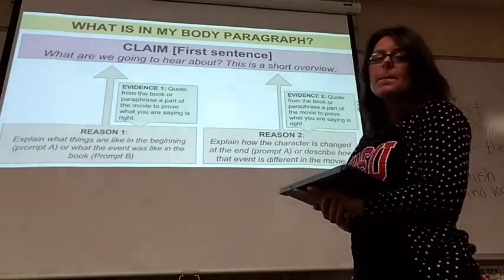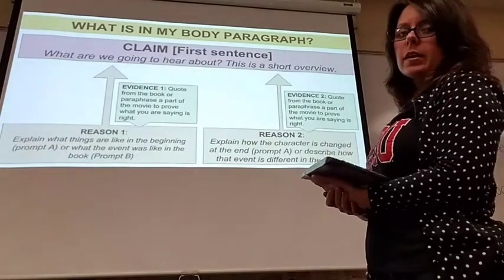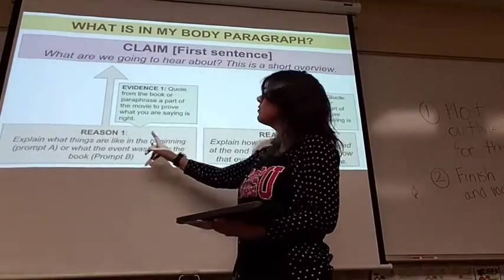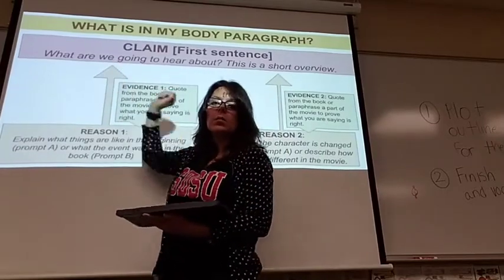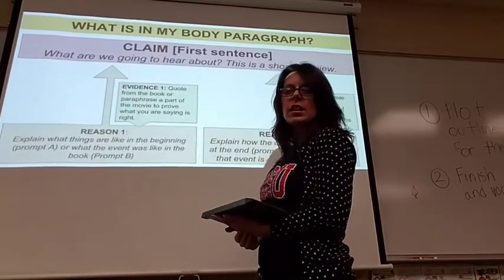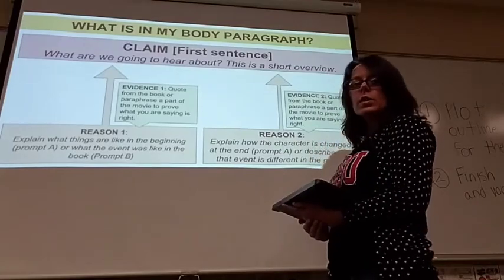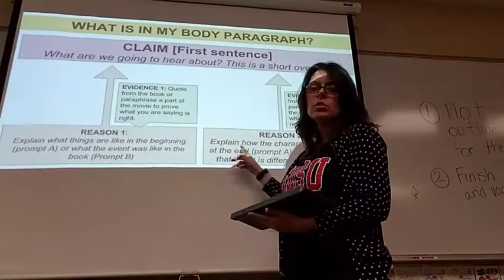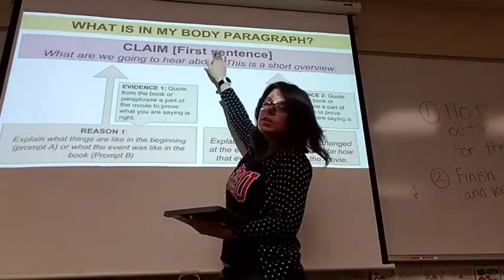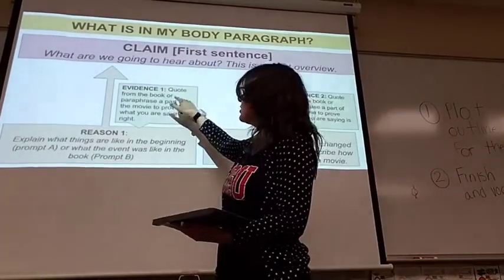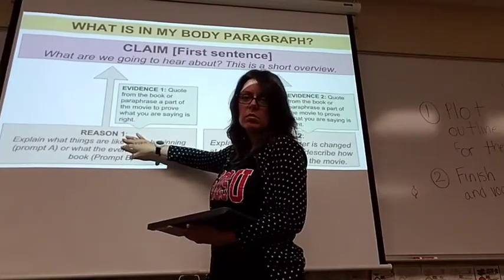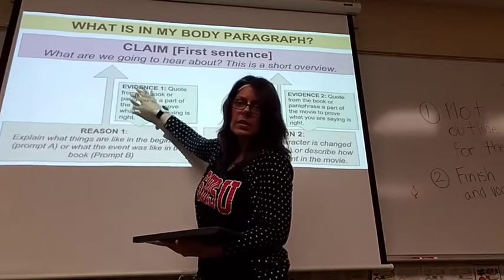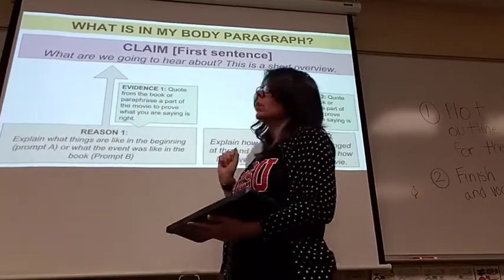So this is basically what your paragraph will look like. Your claim is the first sentence, and everything goes back to your claim because your claim tells us, in general terms, what we're going to hear about in your entire paragraph. Our reasons go into details about what you said here, and our evidence supports your reason. Your evidence is over here saying, hello, I know they're right. This quote proves it.